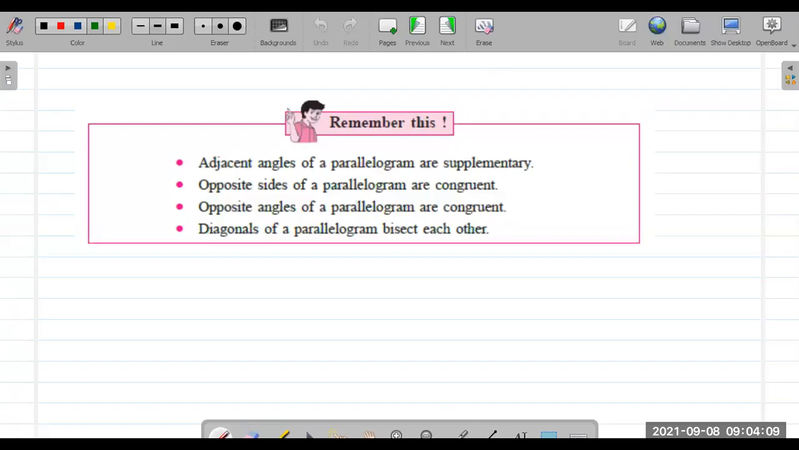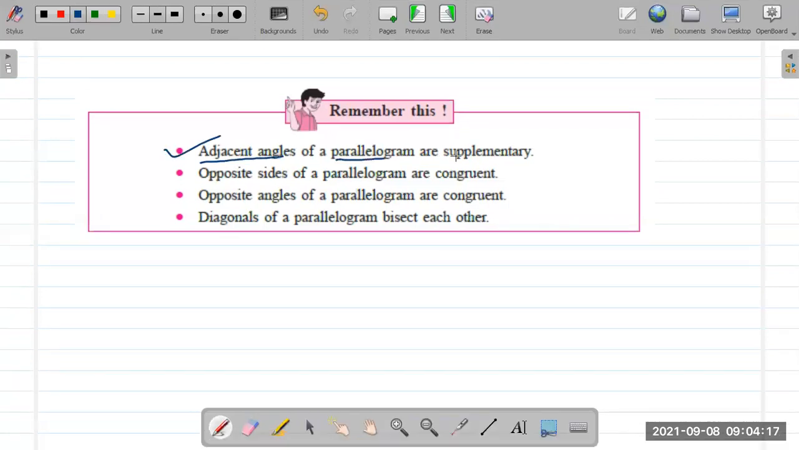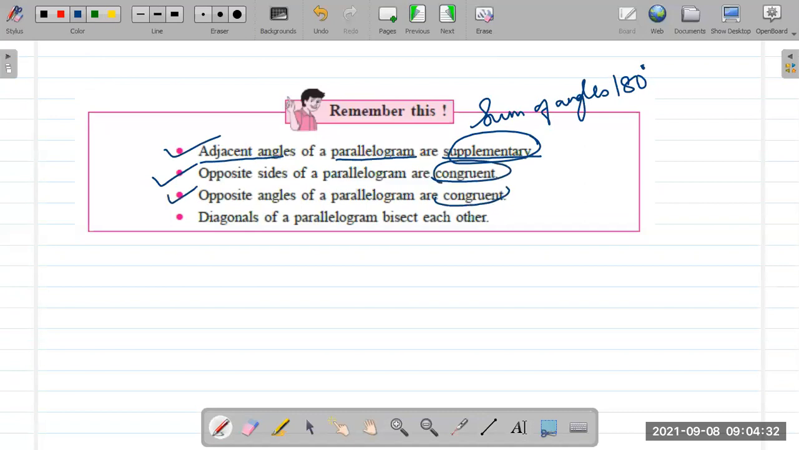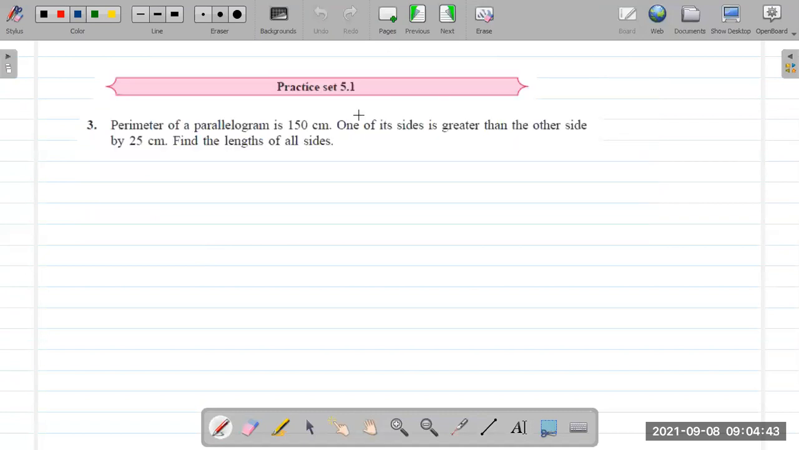Let's quickly revise a few important points which are going to be helpful for solving the questions. The first point is adjacent angles of a parallelogram are supplementary. And what do we mean by supplementary? Supplementary means the sum of angles is 180 degrees. Then opposite angles and opposite sides are both congruent for a parallelogram. And finally, diagonals bisect each other. With these four properties, we are going to solve a few questions from practice set 5.1.